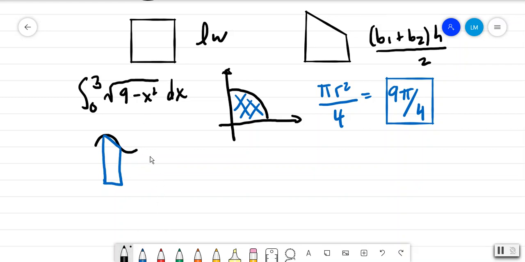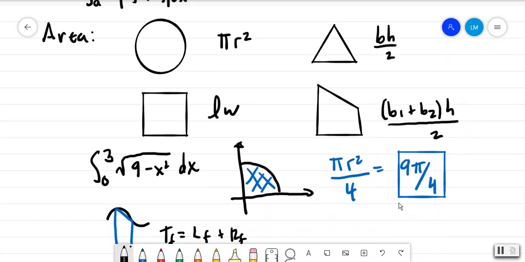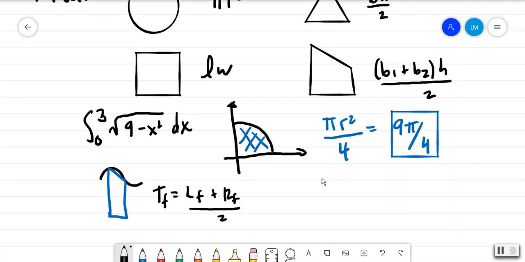So again, this is something from Cal 2, but if you want to get ahead, basically it's just taking the left sum plus the right sum and then dividing by 2. You'll learn more efficient methods, but for now, we'll just stick to these nice little geometrical formulas if the region happens to represent any of these.